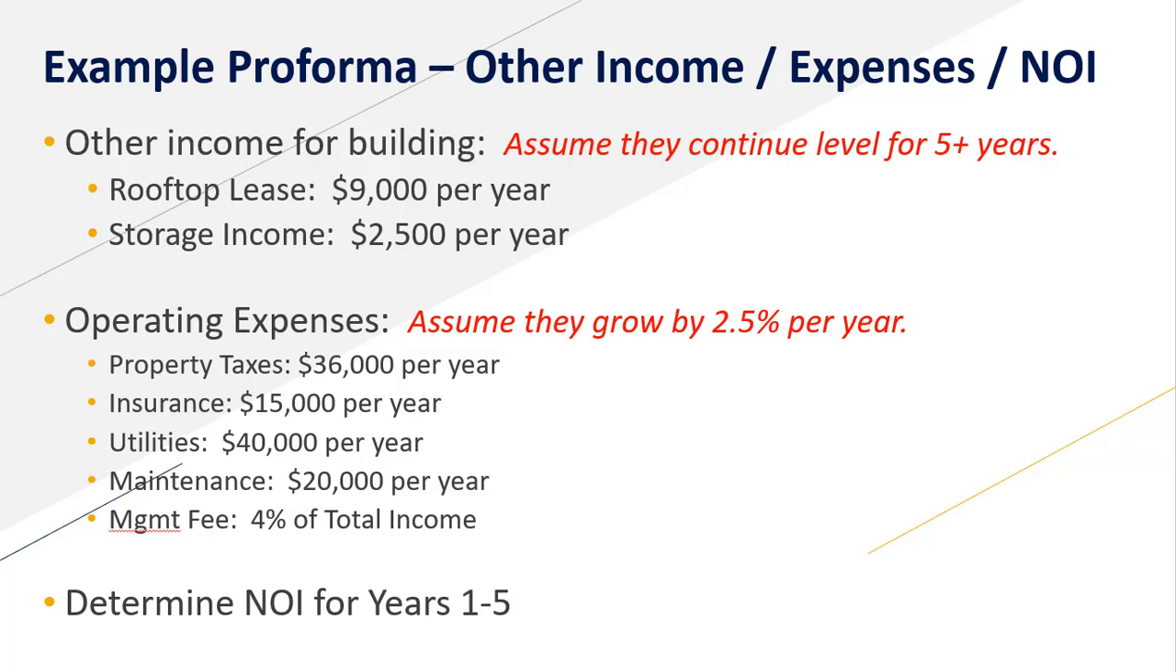The last expense here is the management fee. That's going to be a variable expense. It varies based on the income that we're collecting. 4% of total income is the expense. And so with these assumptions, we can determine the net operating income for all 5 years, years 1 through 5. And again, if you look through the video that goes through the spreadsheet, you can see that pro forma built, and you can get down to the NOI for years 1, 2, 3, 4, and 5.